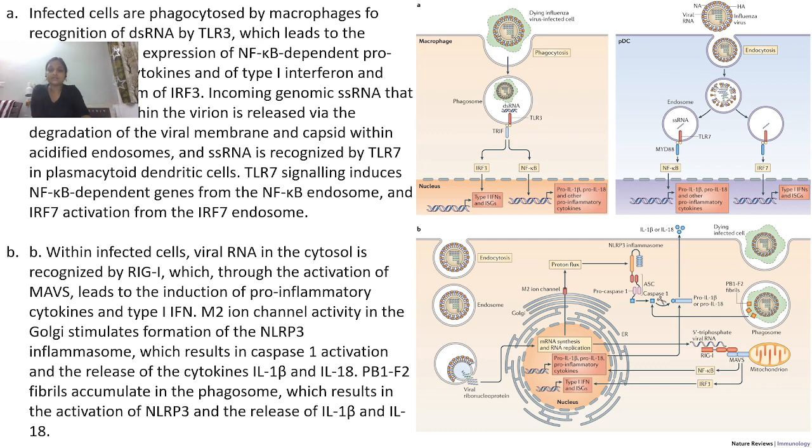In the case of another protein, PB1 and PB2 are the polymerase components of the influenza virus, and here there are PB1-F2 fibrils which accumulate in the phagosome and result in the activation of NLRP3 and the release of pro-IL-1 beta and IL-18 cytokines. So these are mainly the innate immune responses to influenza virus.